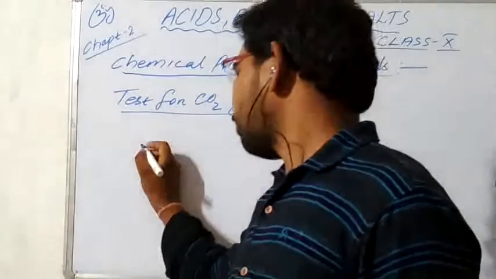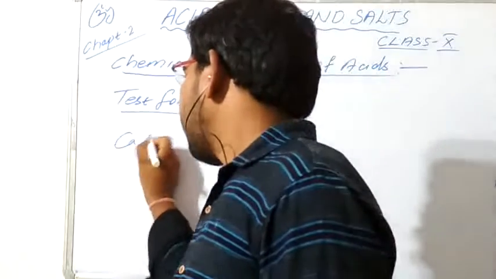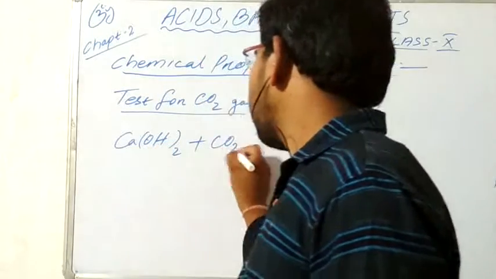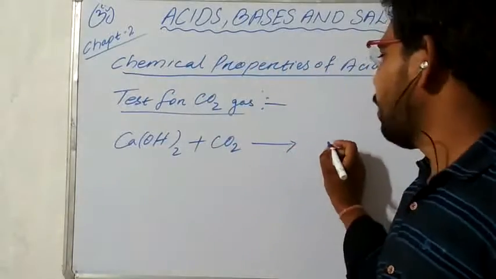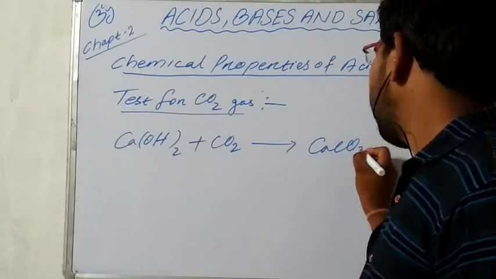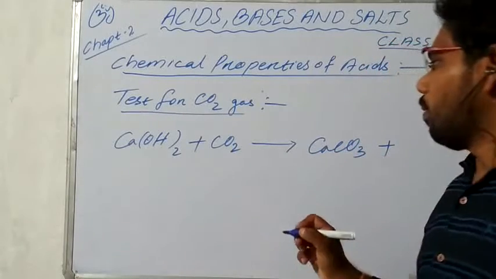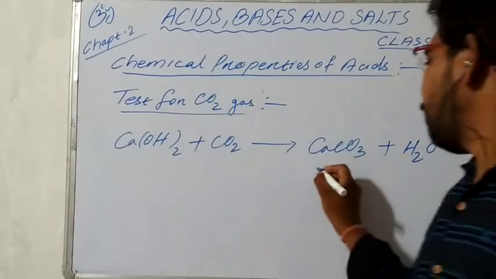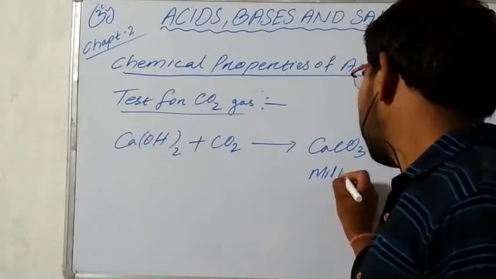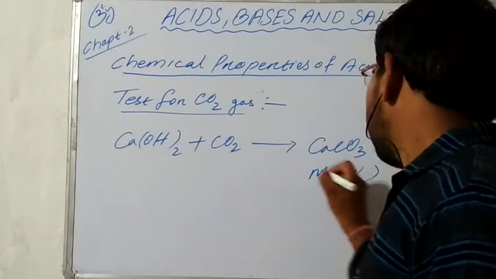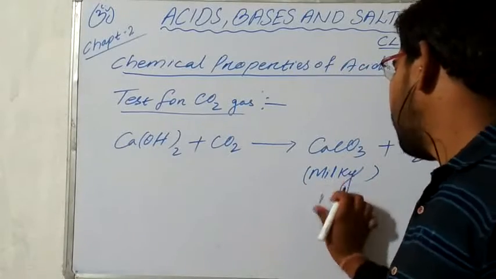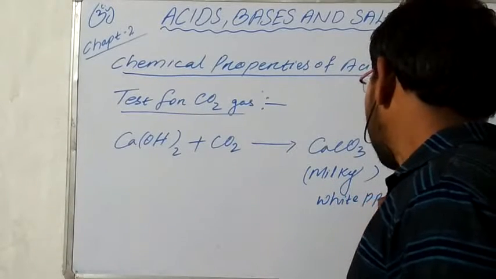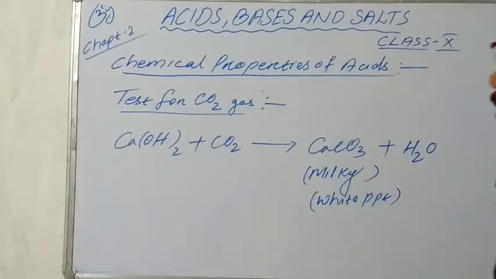We take lime water, which is calcium hydroxide Ca(OH)2, and pass carbon dioxide gas. Then what happens? CaCO3, calcium carbonate, is formed, plus H2O water. This is milky in color, a white precipitate. A white precipitate of calcium carbonate is formed.